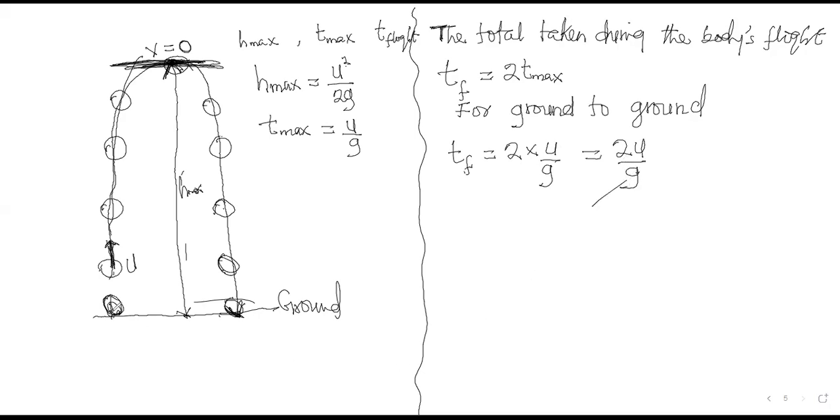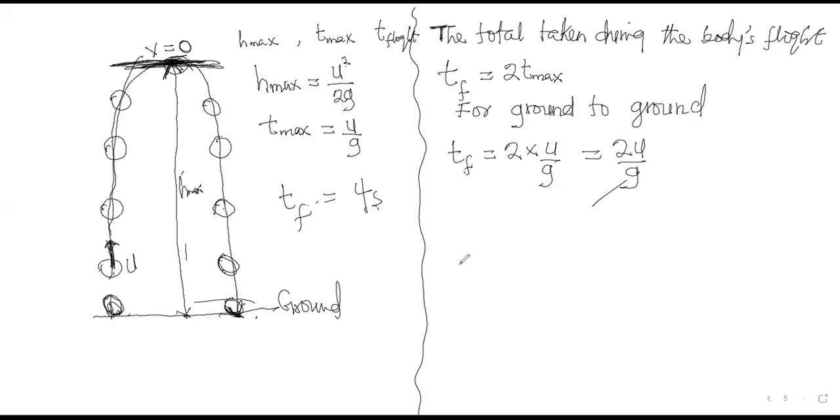Or if it took the body 2 seconds to move from the ground to reach the maximum height, then it will also take the same time to move from the maximum height to the ground. So the total time of flight will be equal to 4 seconds. Class, are you with me?